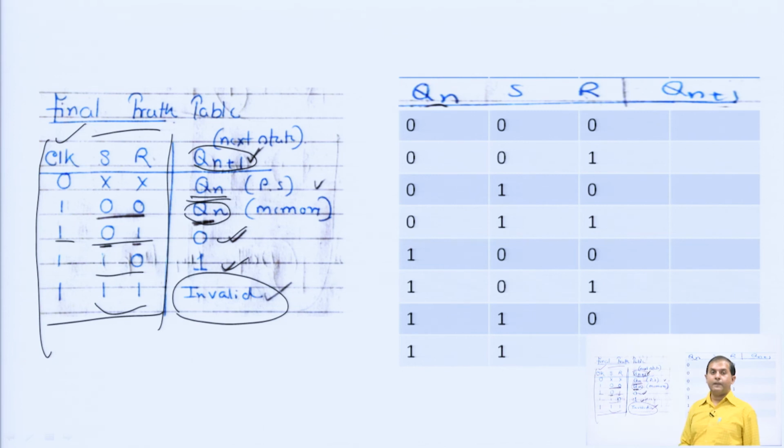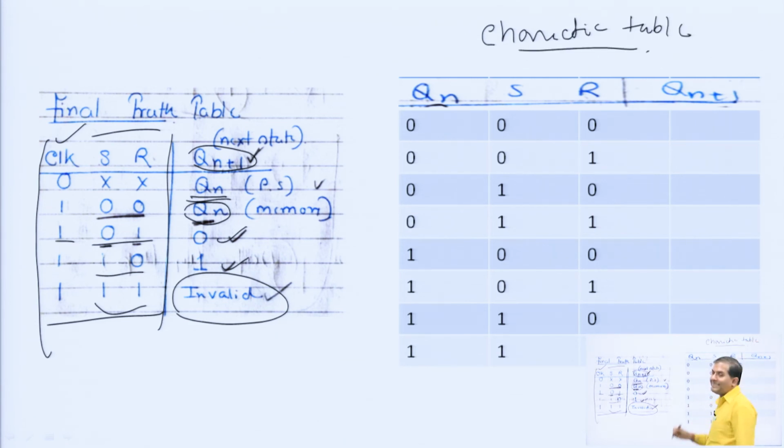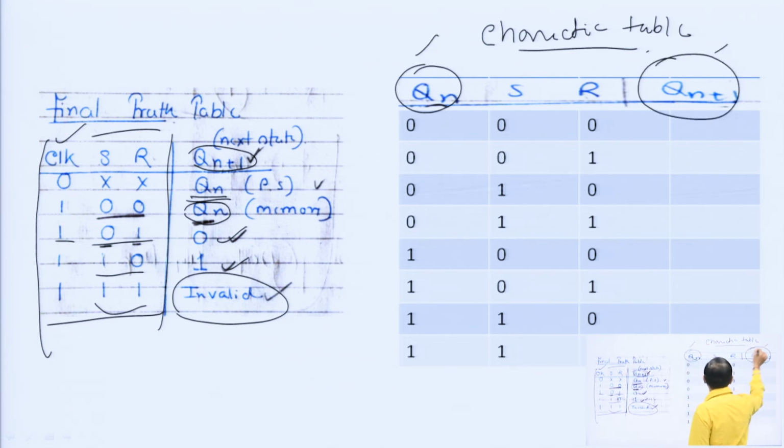From the final truth table we will be designing the characteristic table. You will be wondering why we are doing so many tables, but we have to design the SR flip flop, and this is the most convenient way to solve the design procedure. So now this is Qn and this is Qn plus 1, the present state and the next state, and S and R are the 2 inputs.